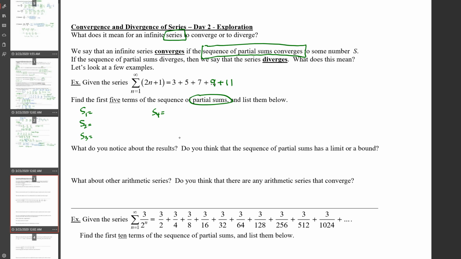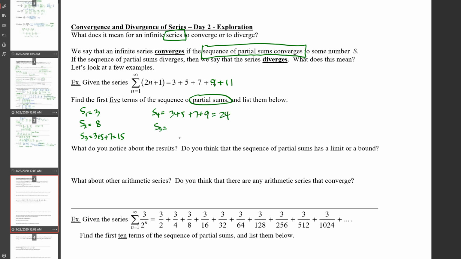So S1 would just be the sum of the first term, so that's 3. S2 would be the sum of the first two terms, so that's 3 plus 5, which is 8. S3 would be the sum of the first three terms, so that's 3 plus 5 plus 7, which is 15. Okay, you see how this works? S4 would be the sum of the first four terms, so that's going to be 3 plus 5 plus 7 plus 9, and that's going to be 24.